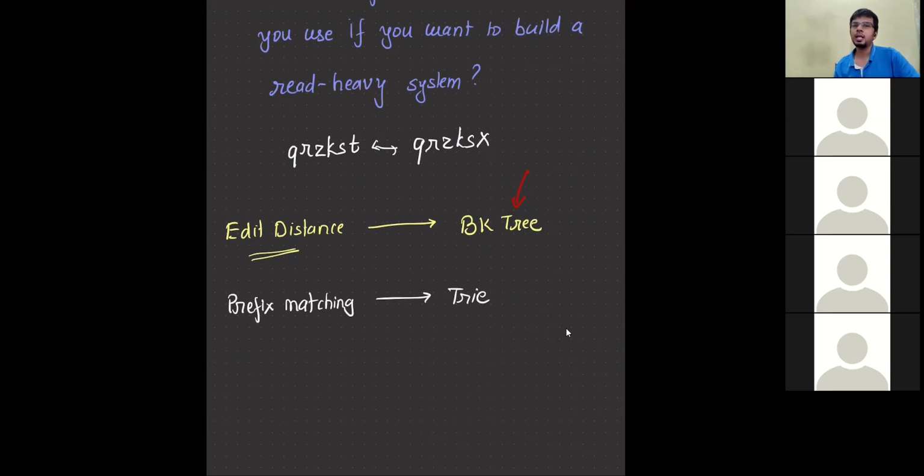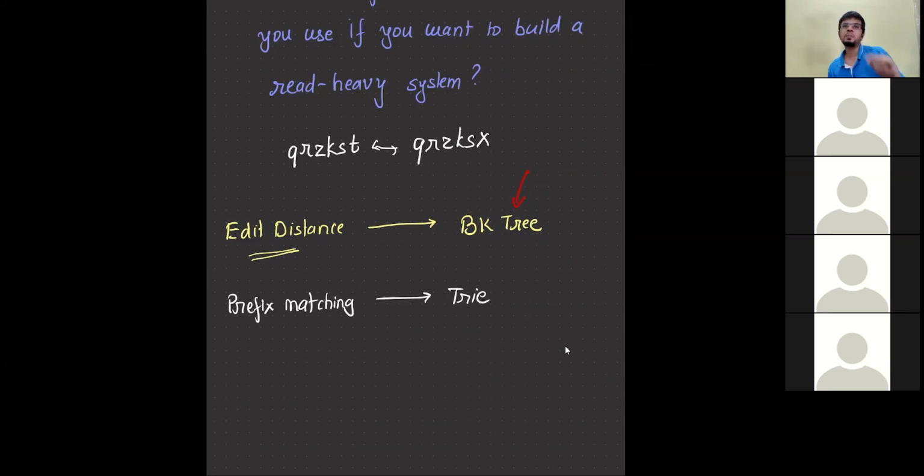So for that, you can use BK trees. BK trees are meant to find edit distances. And by the way, this is exactly what Elasticsearch does to implement fuzzy searches. Like we were discussing about information retrieval, how can you implement fuzzy searches efficiently?